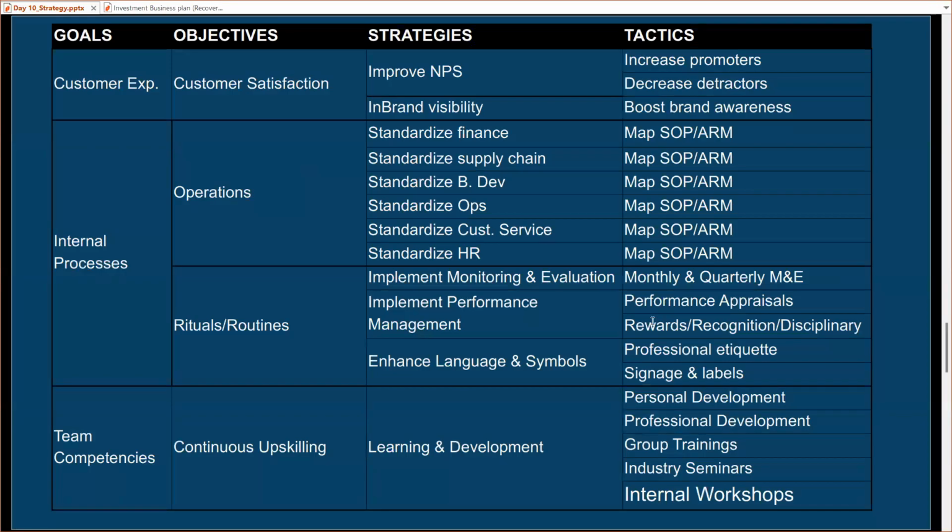To make it executable, we usually draw something we call a roadmap. I'll be sharing one of the roadmaps as an example. The roadmap now you break. We have said this is our 7-year strategy. But now what happens on year one?